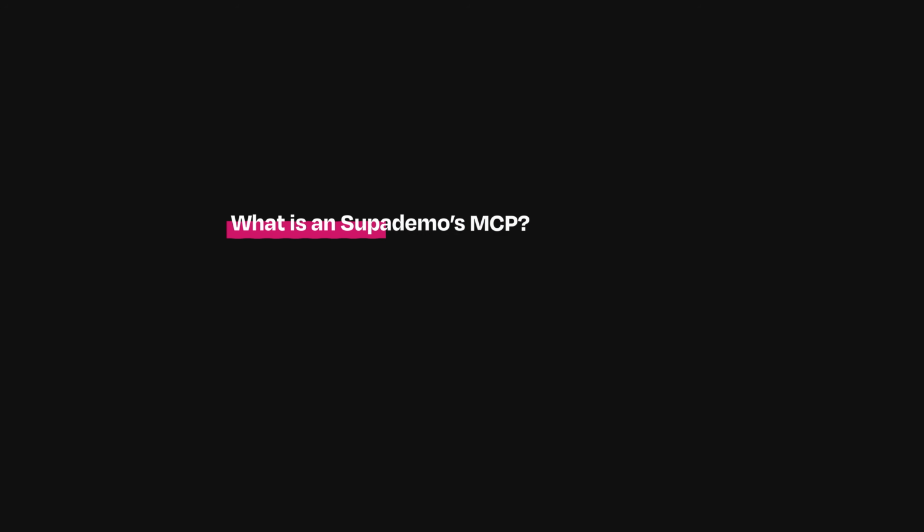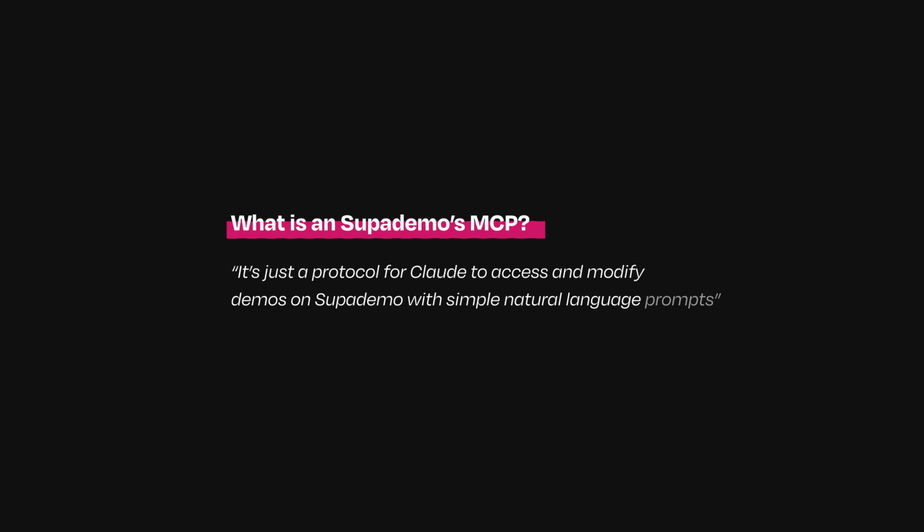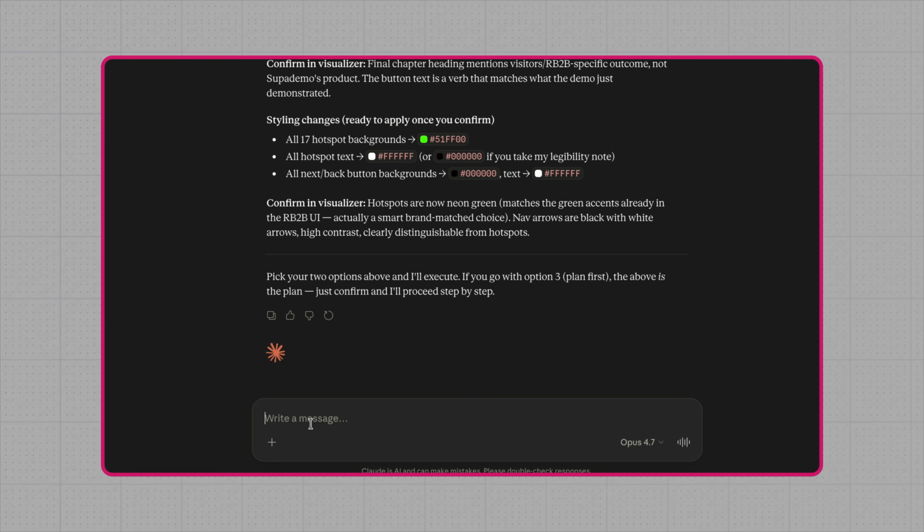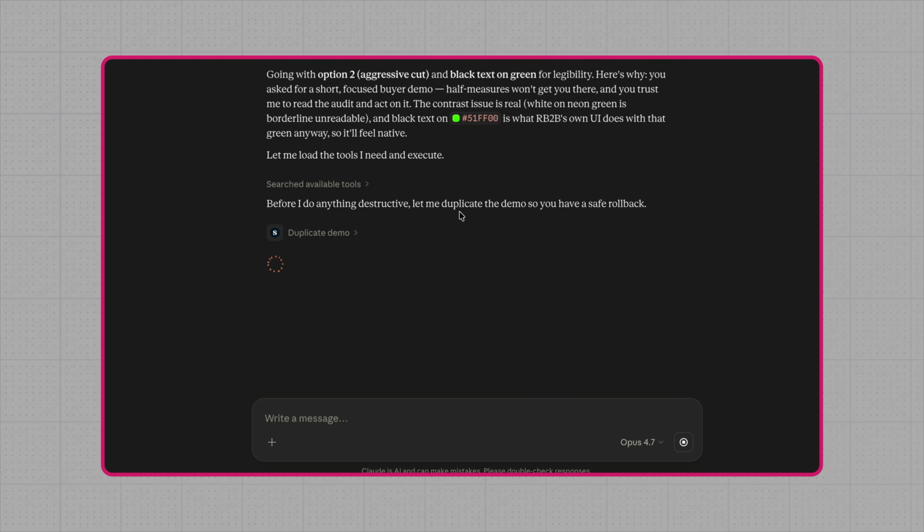We can now use Supademo MCP, and if you don't know what an MCP is, it's just a protocol for Claude to access and modify demos on Supademo with simple natural language prompts. So instead of editing the demo slides one by one or frame by frame, we now can just tell Claude what to exactly change and it will execute it on our behalf.